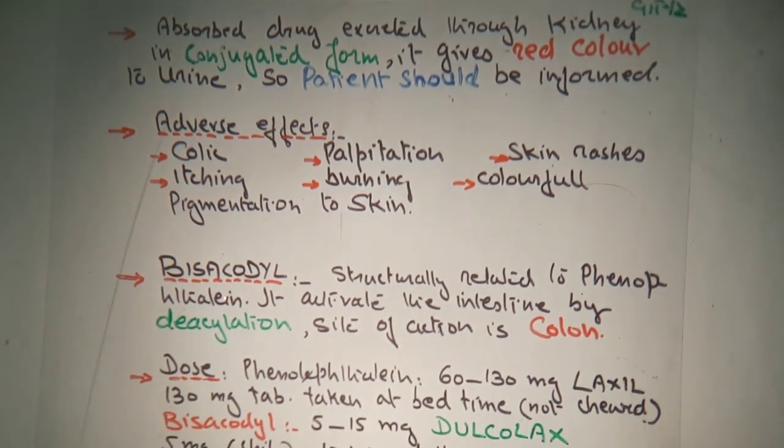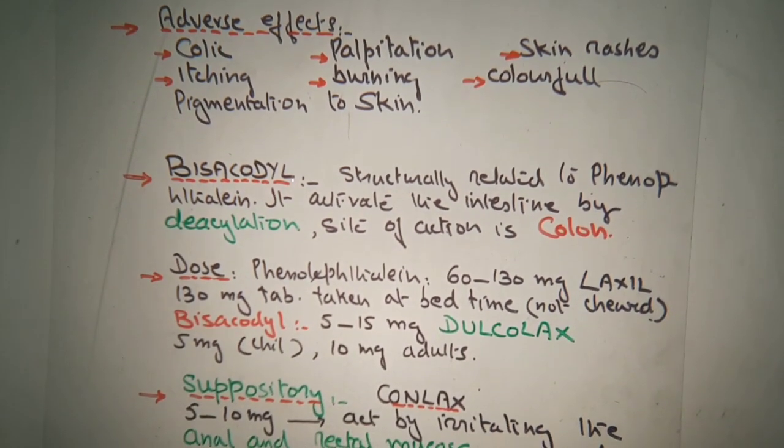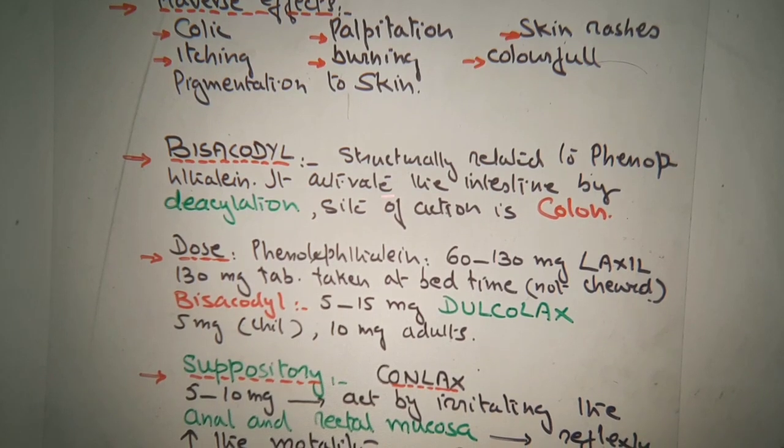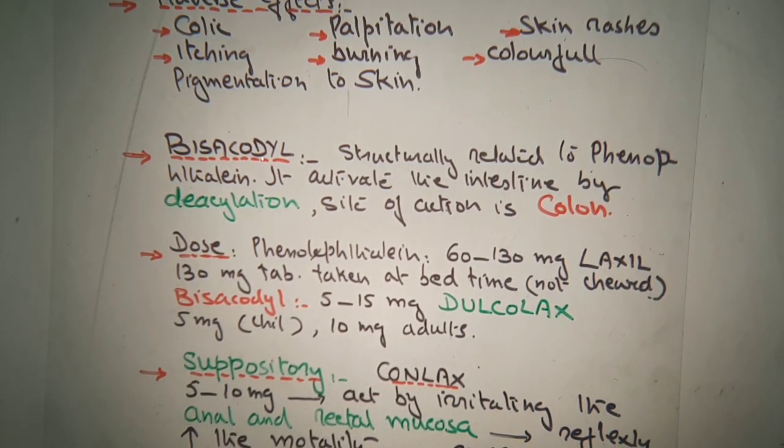Now next is bisacodyl. Bisacodyl is structurally related to phenolphthalein. Now what is bisacodyl? Bisacodyl is a chemical compound which is structurally related to phenolphthalein. It activates the intestine by deacylation. You know that deacylation. The site of action is the colon, right?